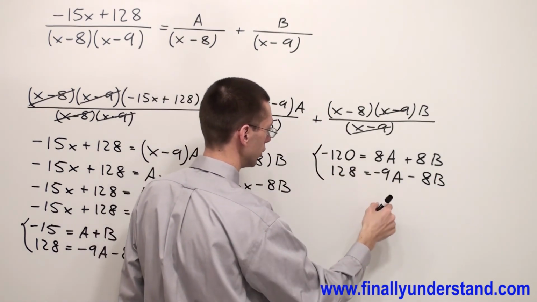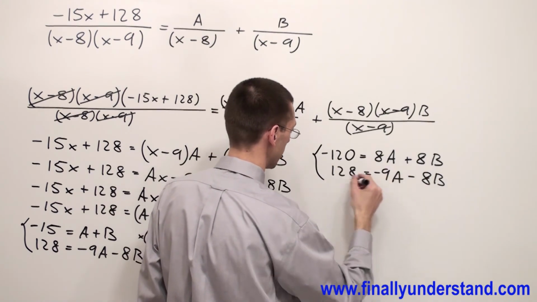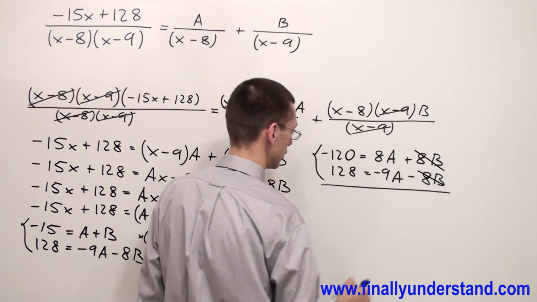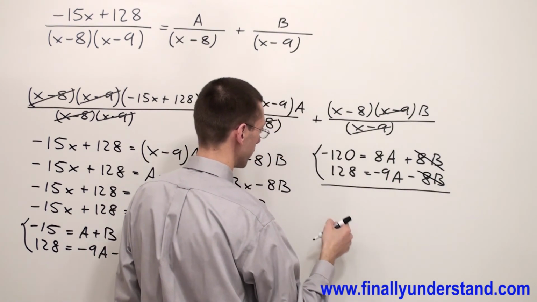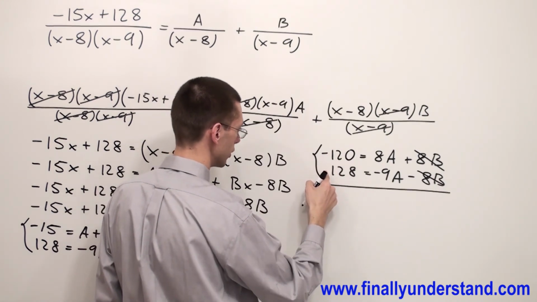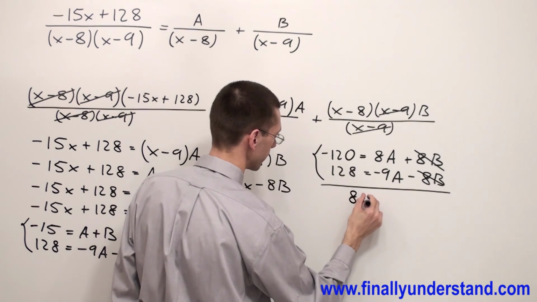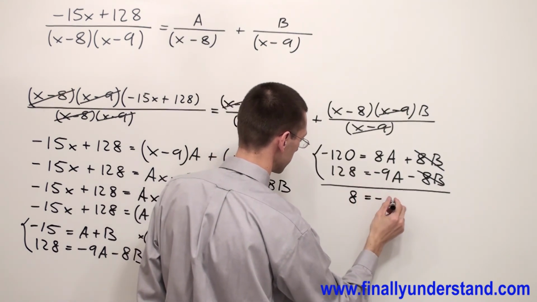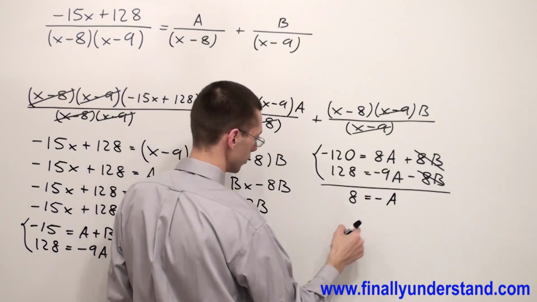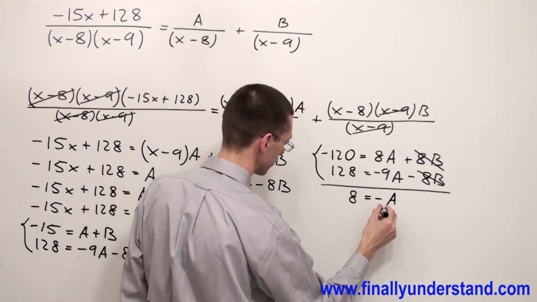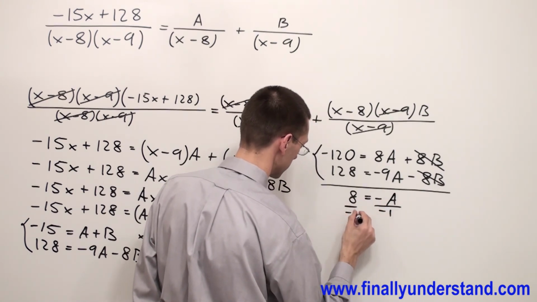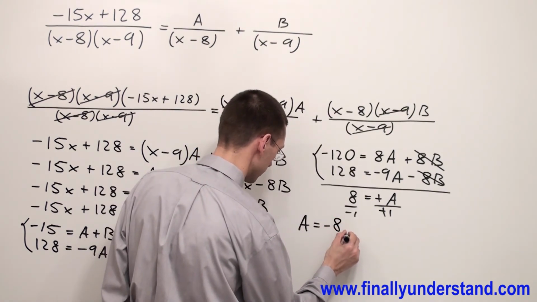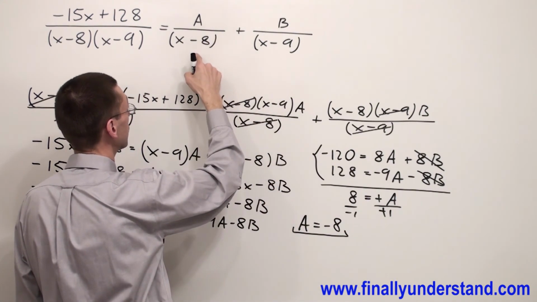Next, I'm supposed to add these two equations to each other. So let me just add them up. 8b and negative 8b are going to eliminate each other because 8 minus 8 gives me 0. And I have minus 120 plus 128 is 8 equals, and I have 8a plus negative 9a is negative a. So I have negative a. In order to find a, I have to divide both sides of the equation by negative 1. Negative, negative will cancel out, and I can say that a is equal to negative 8. This is the first numerator for my problem.